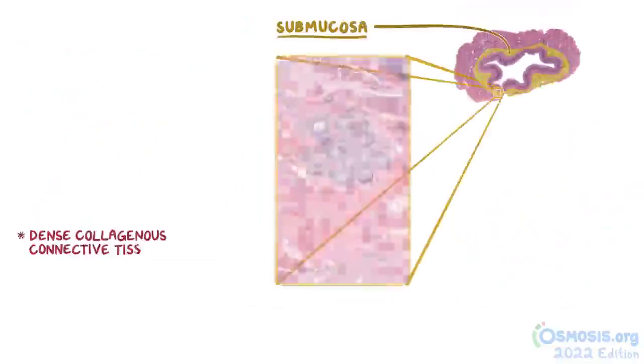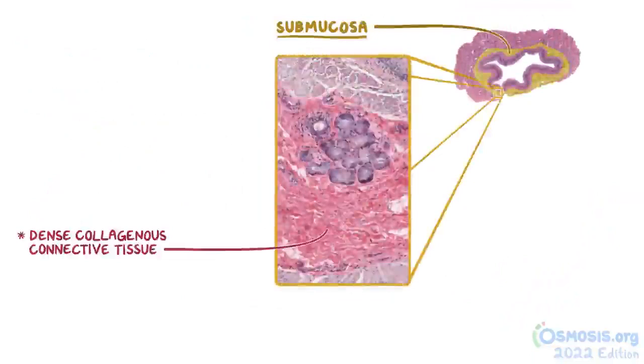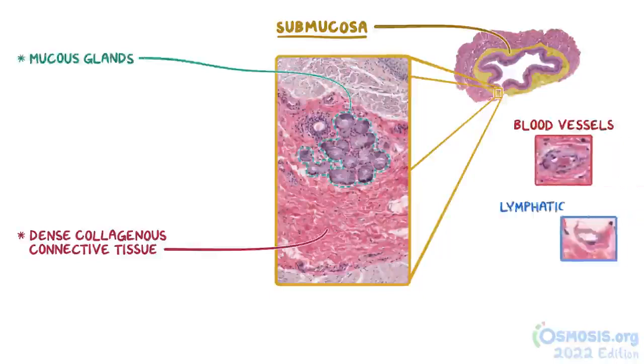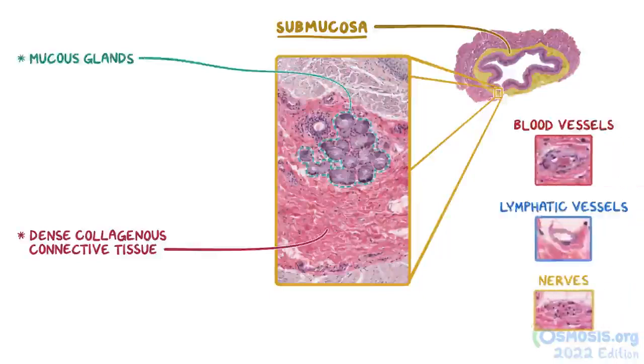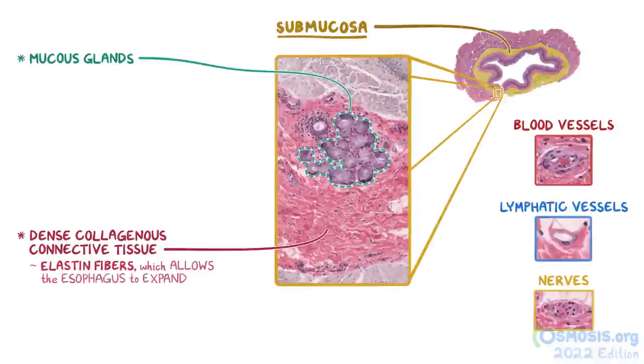The next main layer is the submucosa, which consists mostly of dense collagenous connective tissue that stains pink. But the submucosa also contains mucus glands, blood vessels, lymphatic vessels, and nerves. Within the connective tissue, there's also elastin fibers, which allows the esophagus to expand when food passes through it.